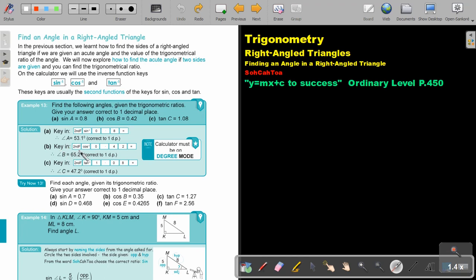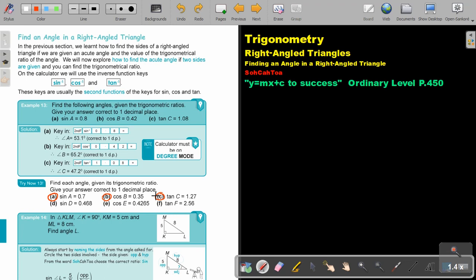The same here, you will press shift cos 0.42 equals, shift tan 1.08 equals, and you will get your answers. So just first make sure you can press it on the calculator. I think 2 will be enough. So just do number A. Okay, let's take 3, then at least you have all the functions.